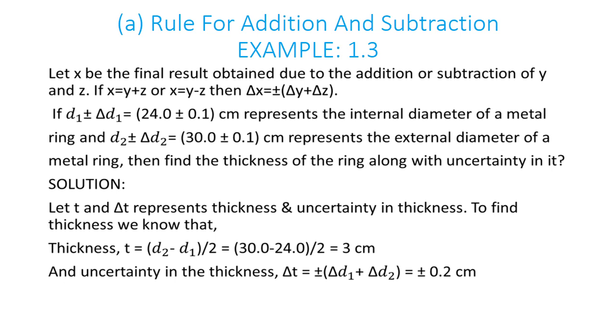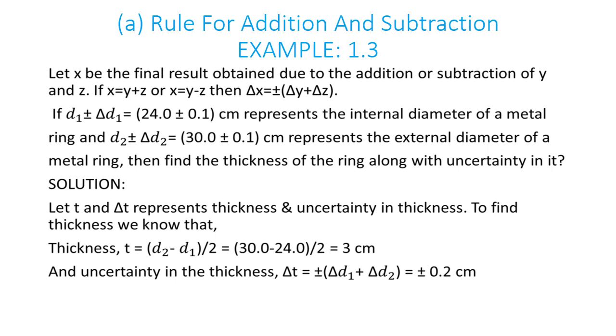Now come to the example. If d1 plus minus delta d1 is equal to 24 plus minus 0.1 centimeter, represents the internal diameter of a metal ring, and d2 plus minus delta d2 is equal to 30.0 plus minus 0.1 centimeter, represents the external diameter of a metal ring, then find the thickness of the ring along with uncertainty in it.